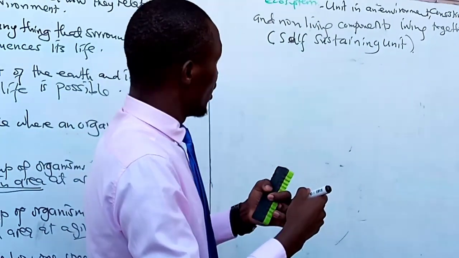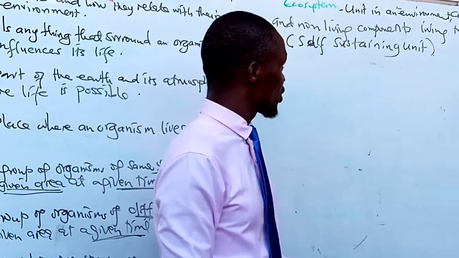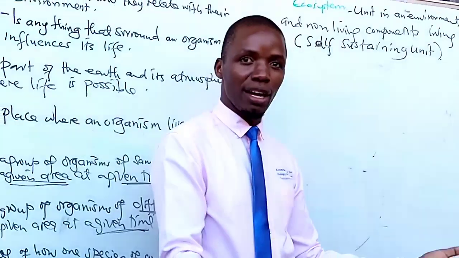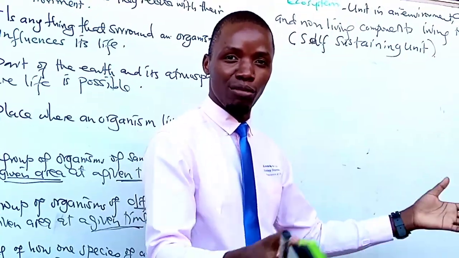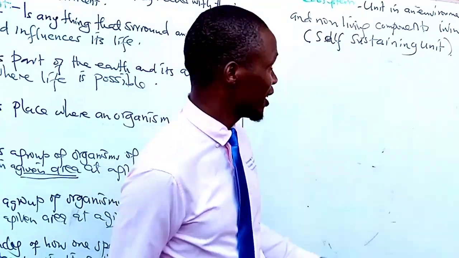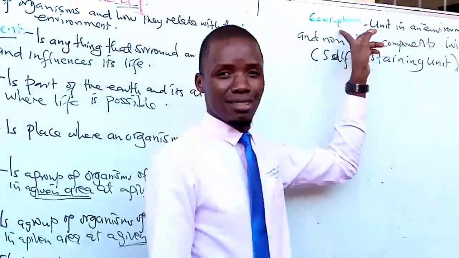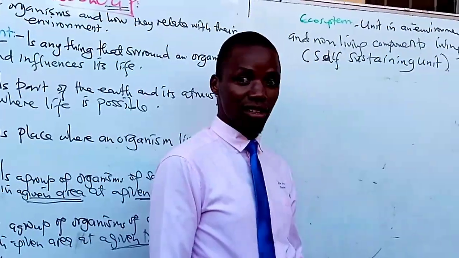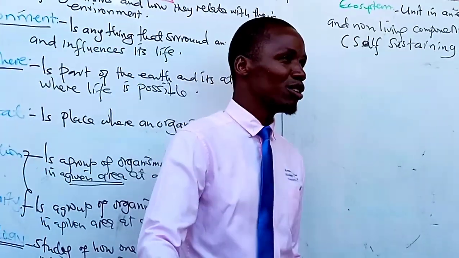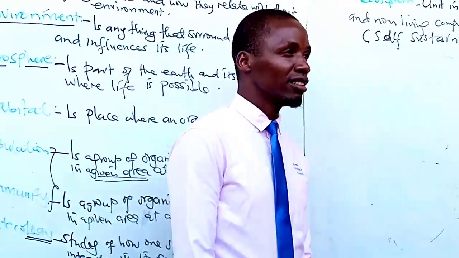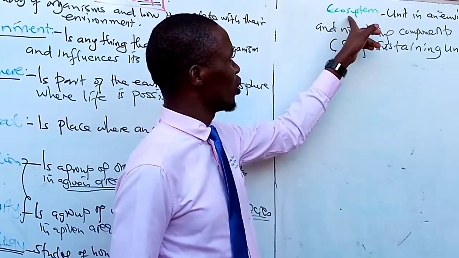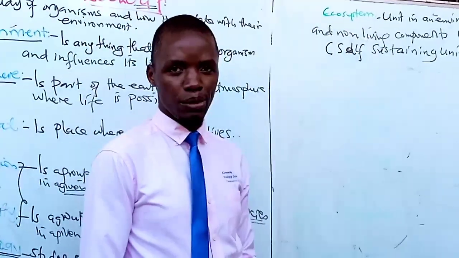So these two live together in such a way that that unit becomes a self-sustaining unit. So that component within an environment which has got living and non-living components, all working together, all living together in harmony, all interacting to ensure that that unit is self-sustaining, we call it an ecosystem. For example, a water ecosystem like Victoria, for those who live in Uganda or East Africa, or any water body.